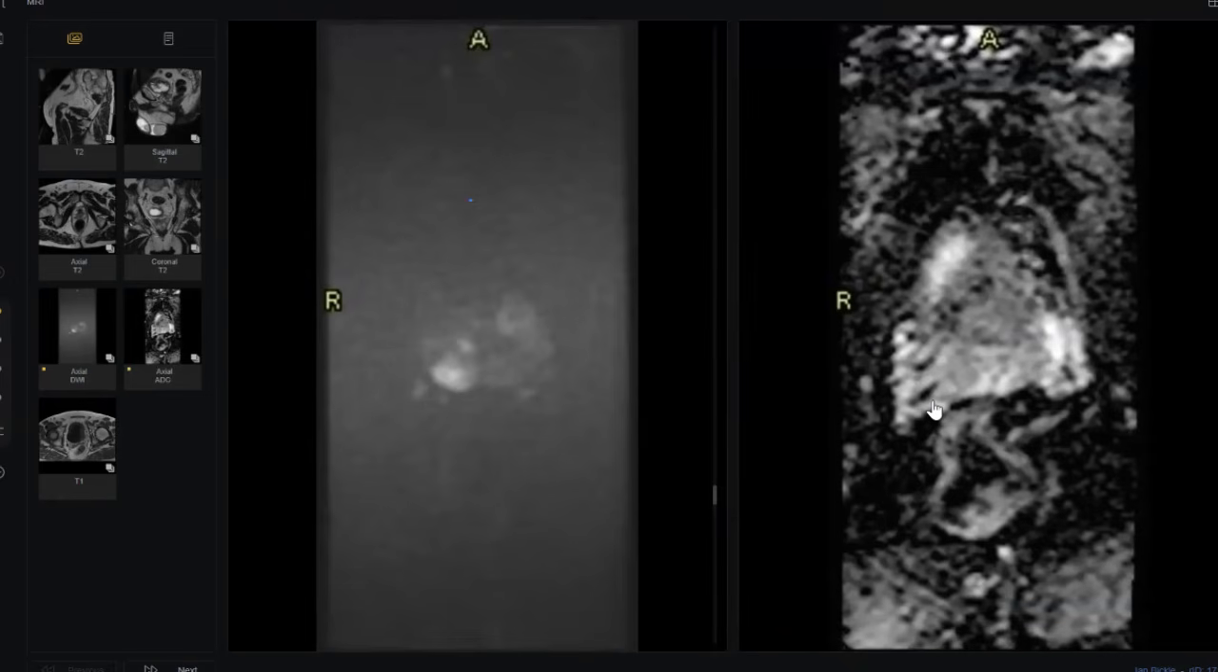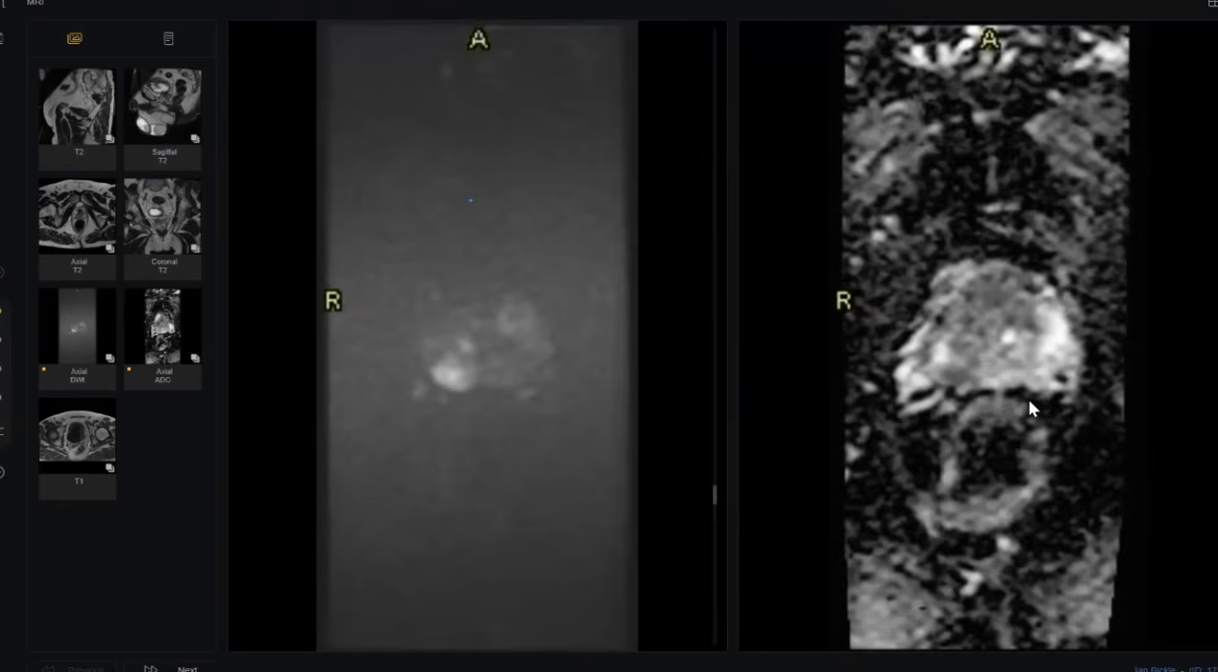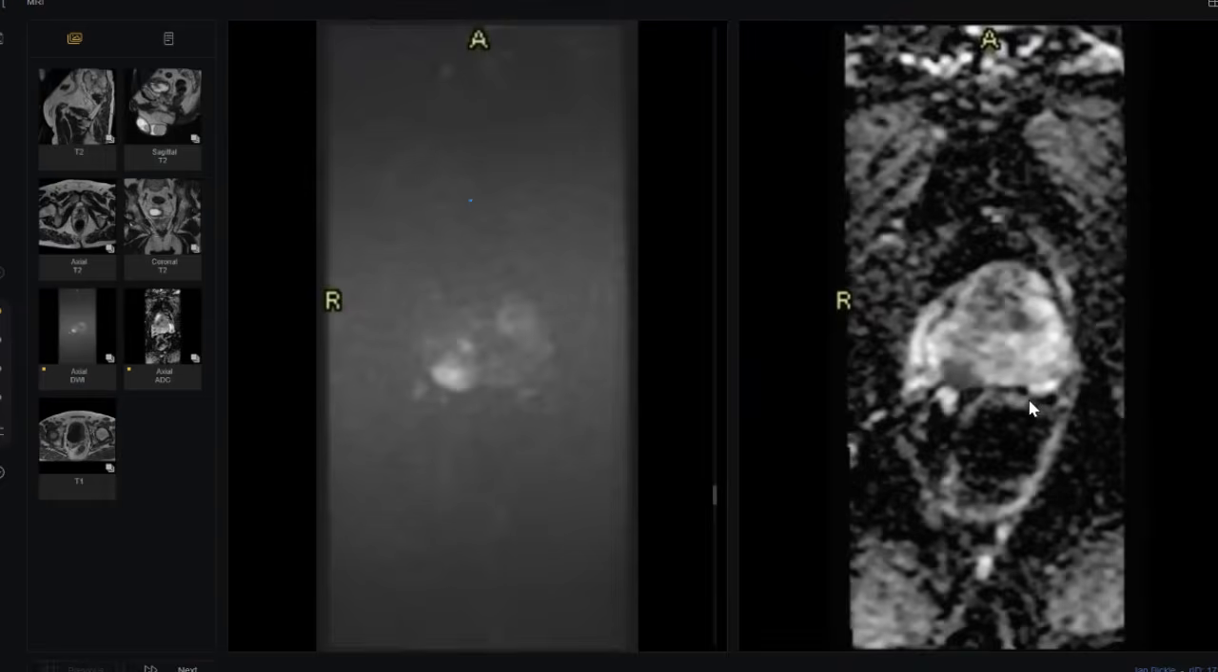Okay, yes, there is a corresponding ADC low signal intensity in the right peripheral zone of the prostate. So this is most likely in keeping with a malignant etiology lesion. It will be categorized as PI-RADS 5. I would like to describe my findings in my report to the referring physician.